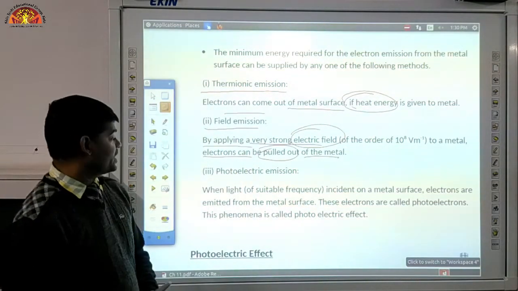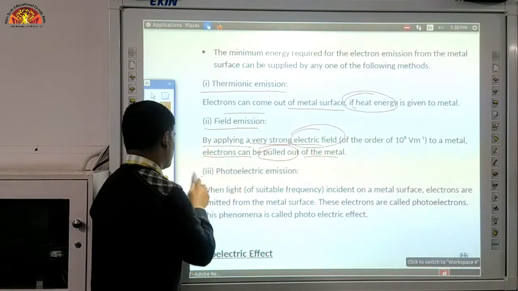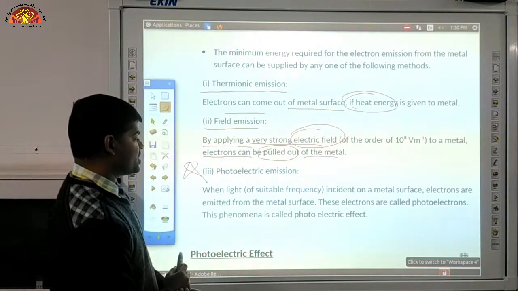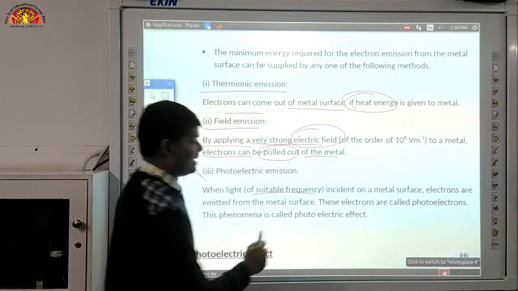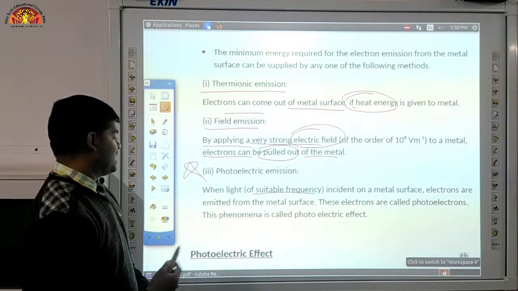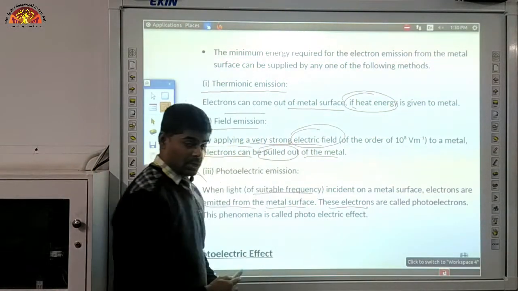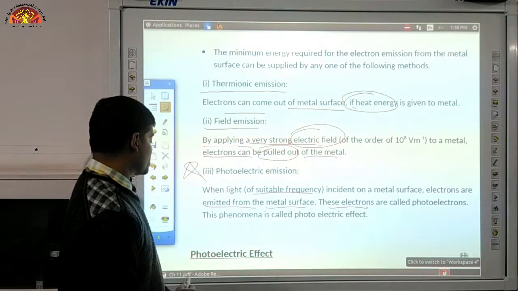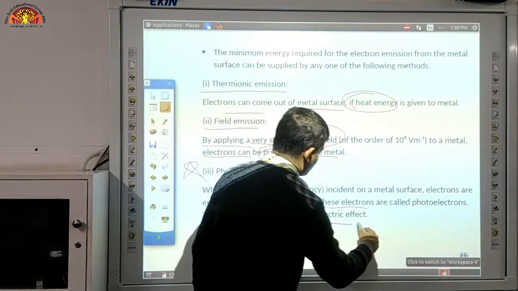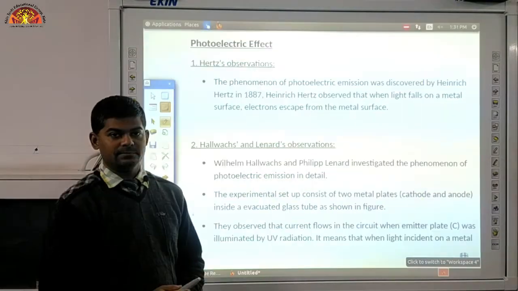Okay, now next one, that is the photoelectric emission. This is the important one for us. When light of suitable frequency is incident on a metal surface, electrons are emitted from the metal surface, and these electrons are called photoelectrons, and this phenomenon is called the photoelectric effect.